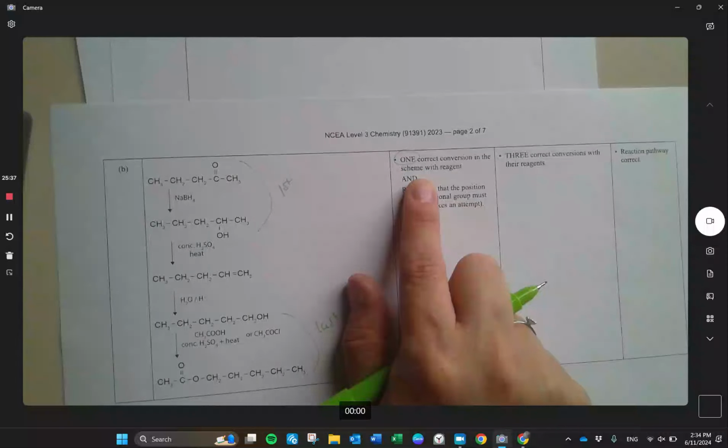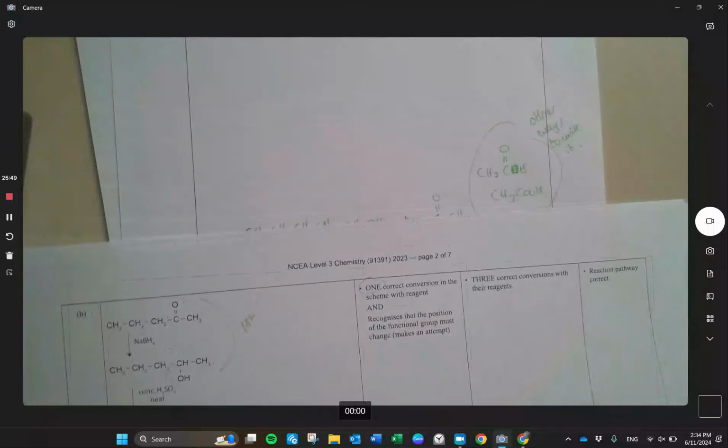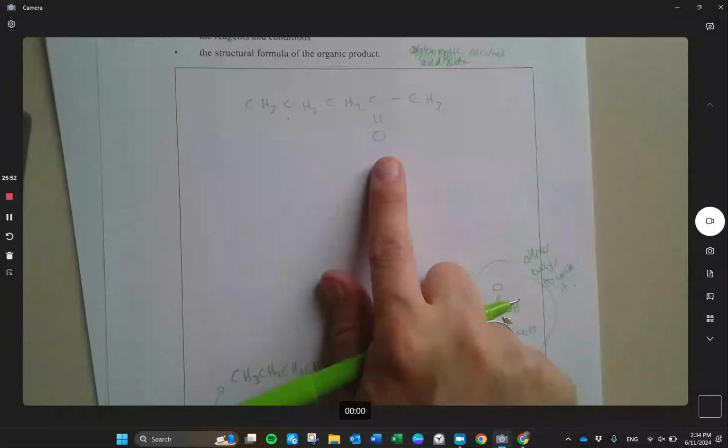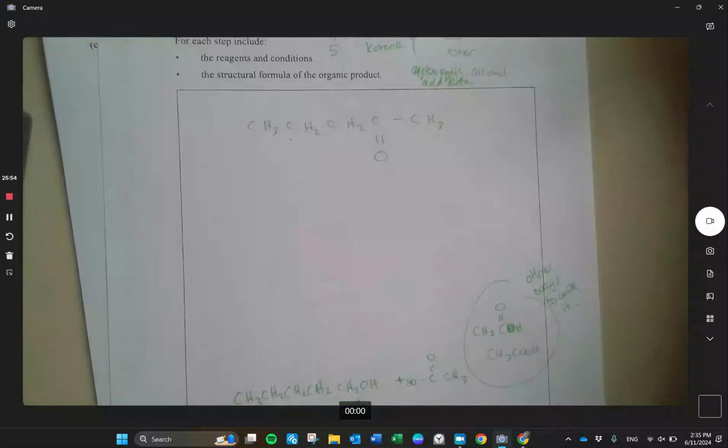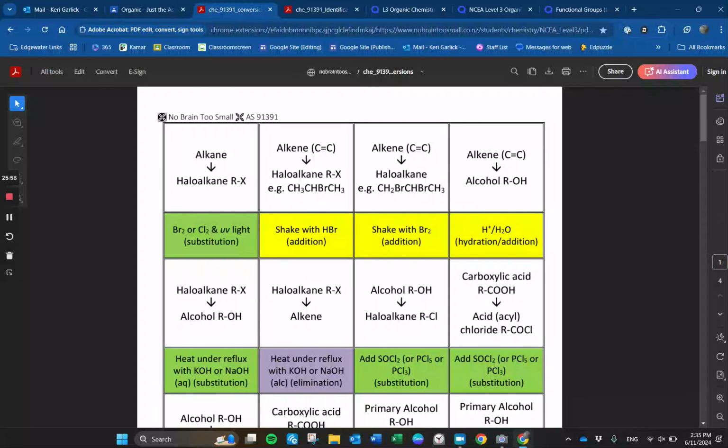Now, again, this is something that is a recent thing that I don't agree with, but now they say you need to also recognize that you need to change the functional group or make an attempt at it, which I was like, what are you doing? So that's why I want to talk about the beginning step here. You see how this is a ketone? Yeah? If we look at our flashcards, there is one thing that starts with a ketone, but ketones are very unreactive.